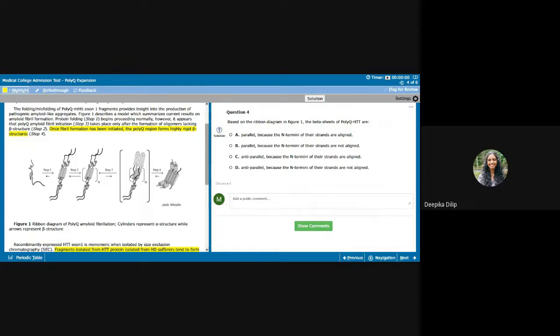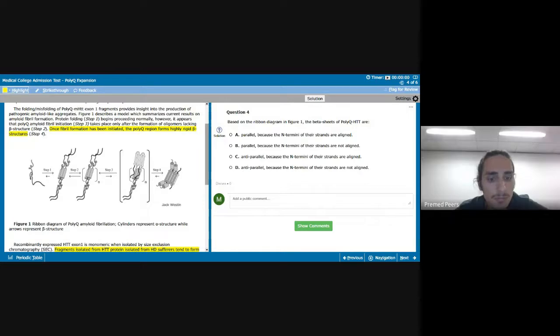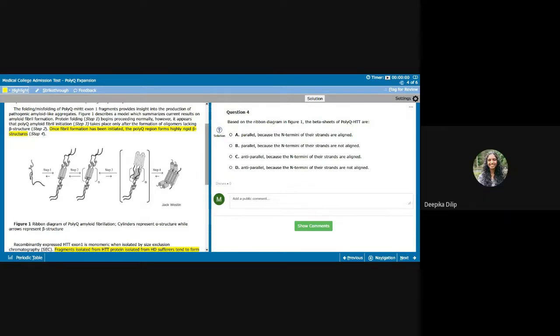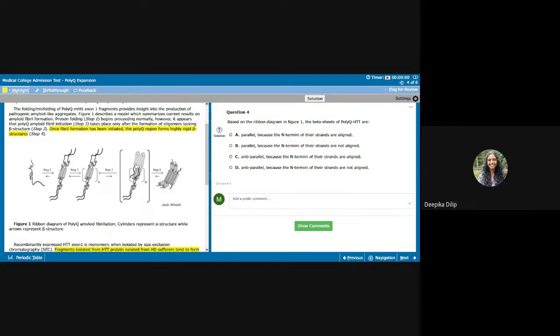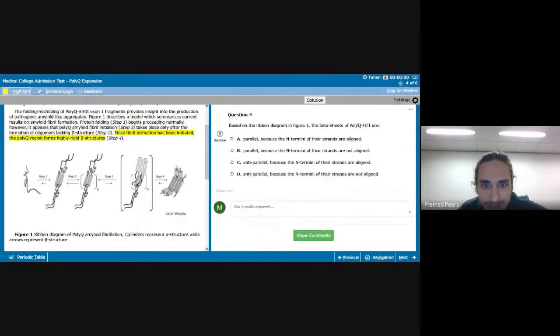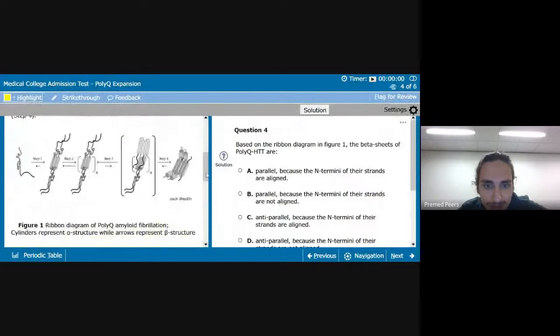When it says arrows represent beta structure, can you explain that a little? What do you mean? It says arrows represent beta structure. What is that exactly? Like which arrows? These arrows. Oh, okay. Can you zoom in a little? Sorry. Of course. It's really hard to see like this. Here you go.